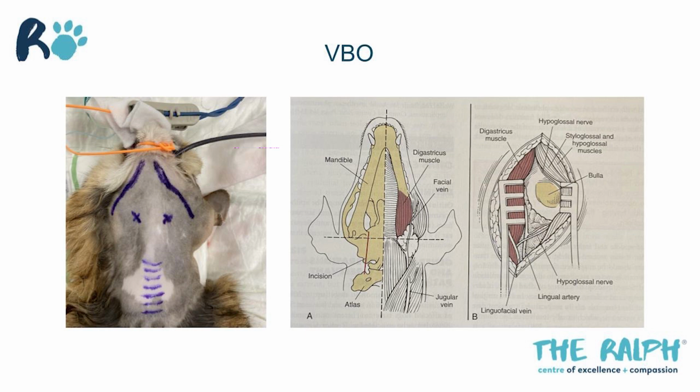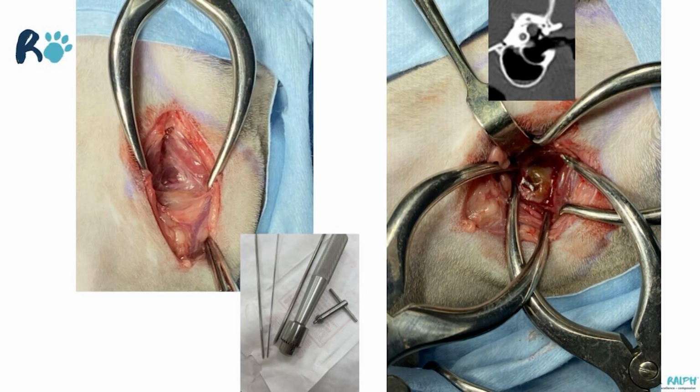So the approach to the bulla, once you know where it is, it's very simple. You just make a skin and subcutaneous tissue incision, you incise the platysma muscle, and then you have the digastricus muscle laterally and then medially the muscles of the tongue. Structures that we would like to protect in the area: the linguofacial vein, the lingual artery, the hypoglossal nerve. I would say a relatively easy approach.